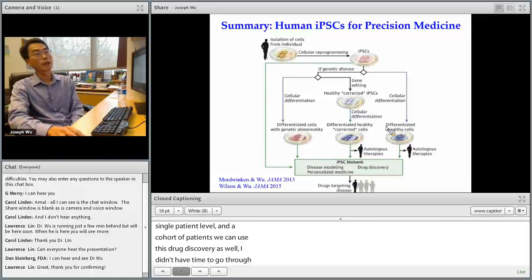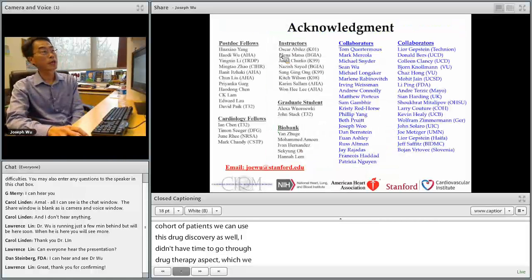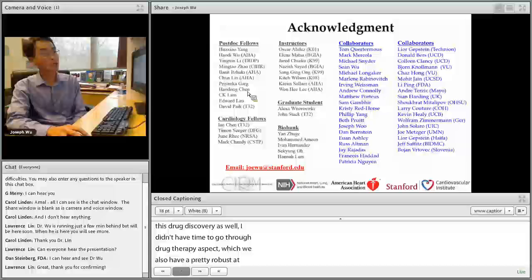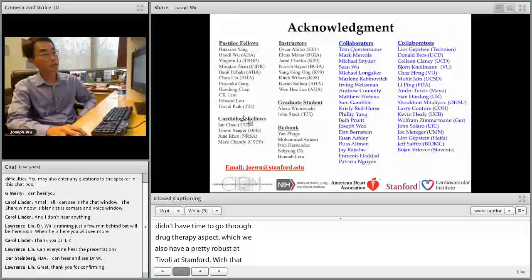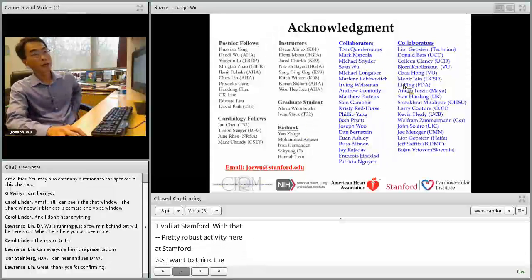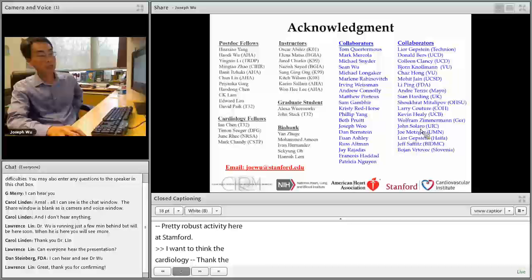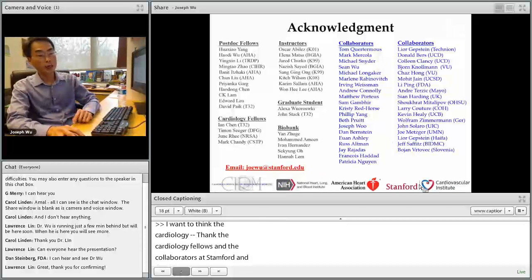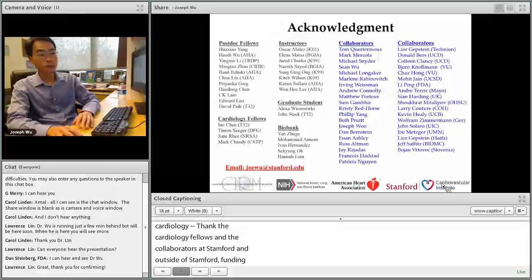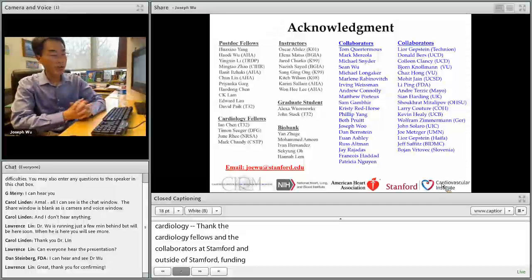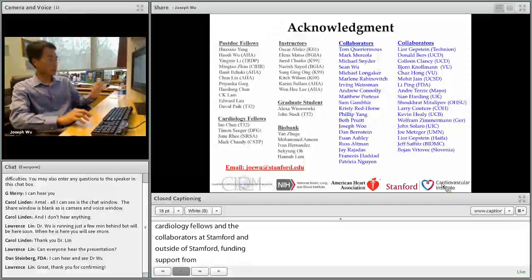here at Stanford. And with that, I want to thank the postdoc fellows in my lab, as well as their funding support, the cardiology fellows, the lab instructors, the graduate students, the biobank, the collaborators at Stanford, the collaborators outside of Stanford, funding support from CIRM, from the NIH, from the American Heart Association, and from the Stanford Cardiovascular Institute. And thank you very much for your attention. I'll be happy to take any questions.